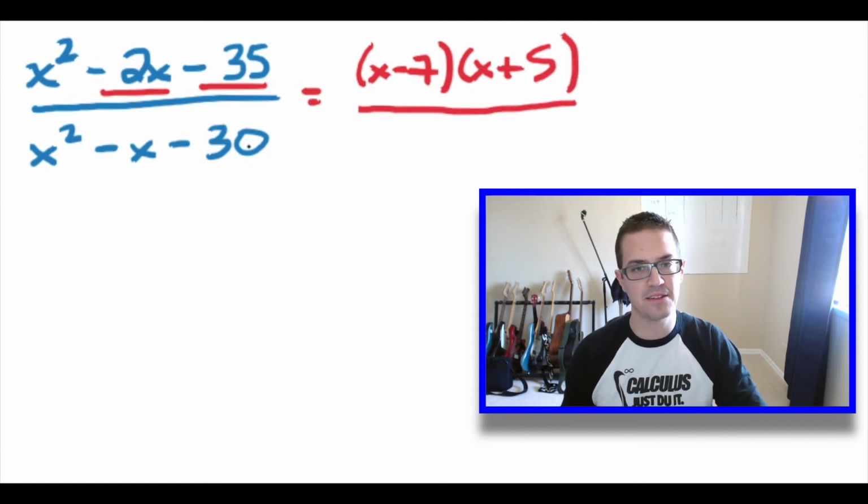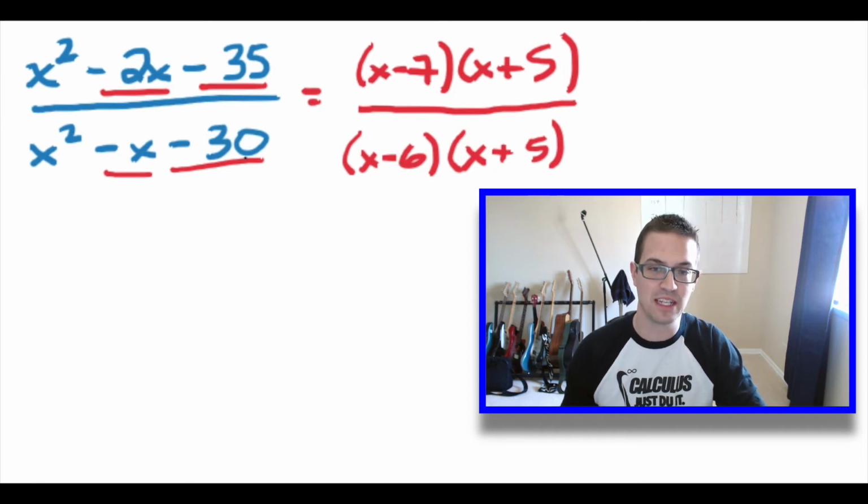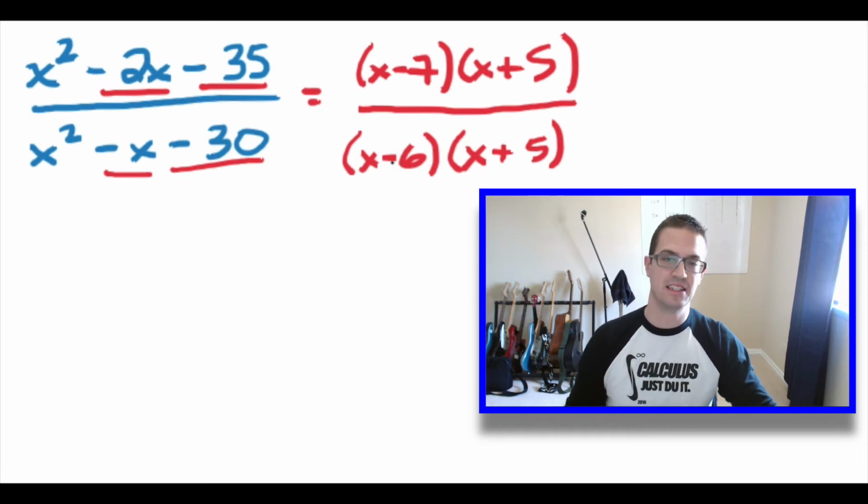And then we're going to divide this by the denominator factored. Now we're going to look for two numbers that multiply to get negative 30 and add to get negative 1. Those two numbers would be negative 6 and 5. So we're going to write x minus 6 and x plus 5, because negative 6 times 5 is negative 30, and negative 6 plus 5 is negative 1.